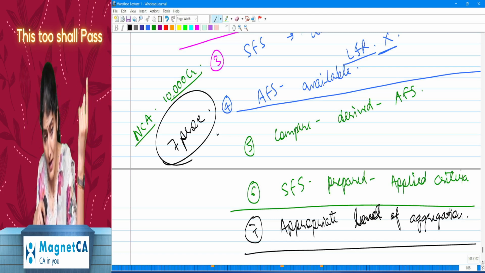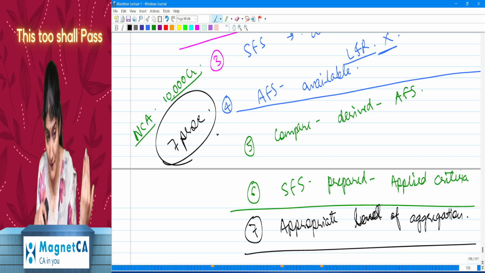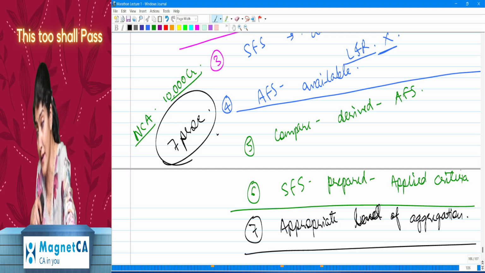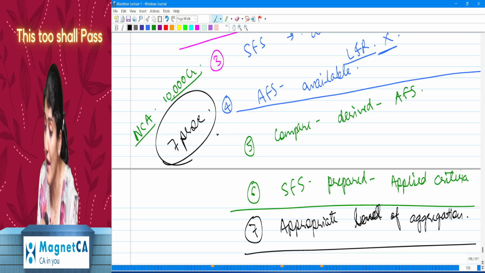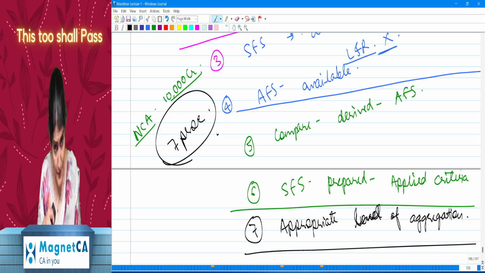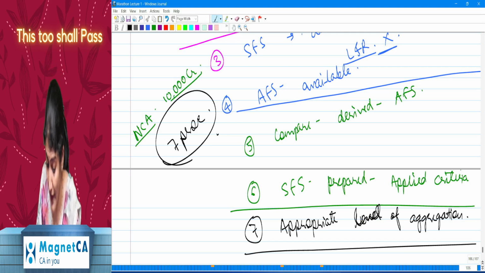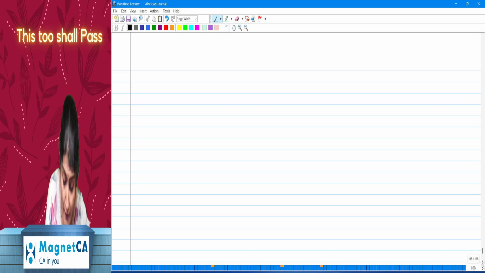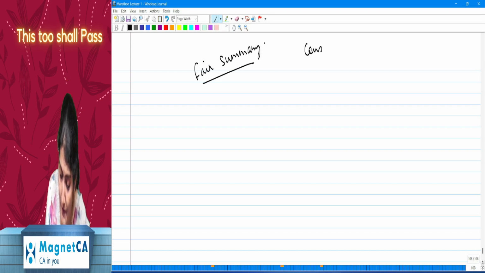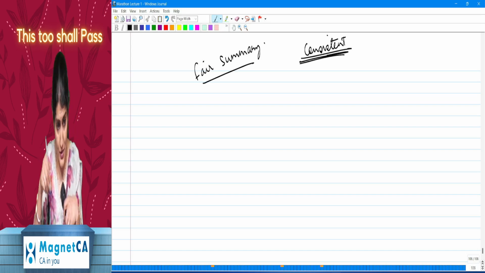Then you compare with the summary audited financial statements. Are they properly derived? Are they prepared as per the applied criteria? And are they at an appropriate level of aggregation? Clear to everyone? Okay. And then you have to form your opinion, an opinion I already discussed with you. For a fair presentation framework, you will say that it is a fair summary. And for a compliance framework, you will say that it is consistent with the audited financial statements.